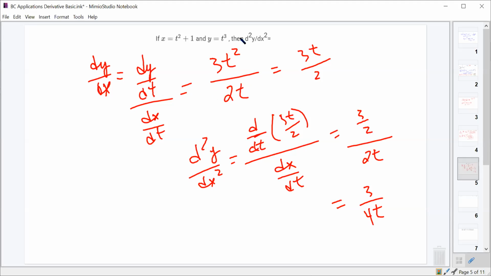Anybody not simplify this first? If you didn't simplify that first, you should still end up with the same thing, just with more simplification to do at the end. Any questions or issues there?